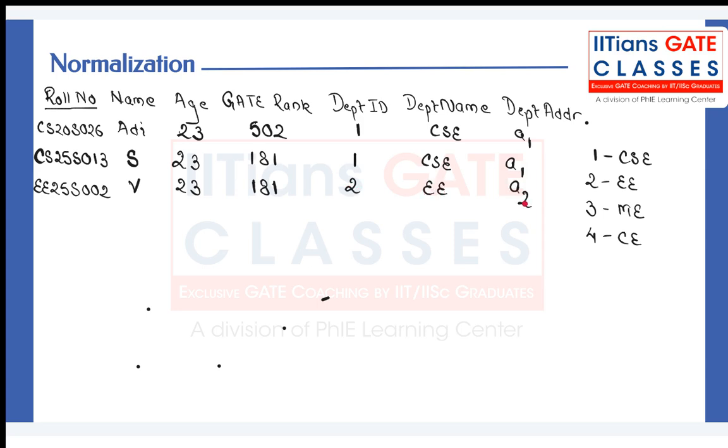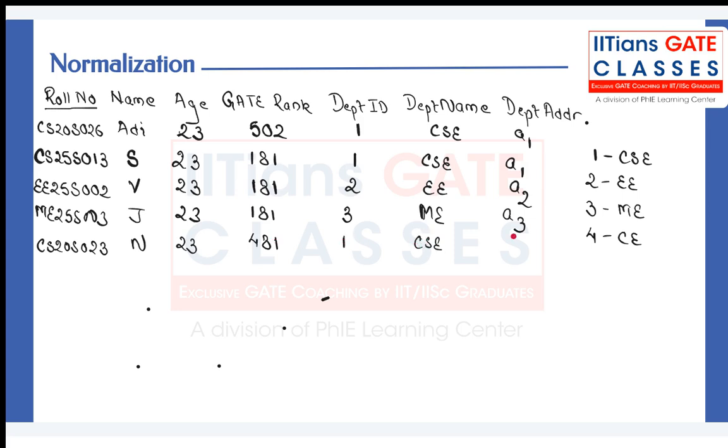Let's say tomorrow Jigya joins the mechanical department. So mechanical, 25S003, Jigya, 23. Let's say her rank was also 181 in mechanical GATE. The department name will be ME, and she will have A3. Let's say tomorrow someone else joins IIT Madras in the CSE department. So again I have to write the roll number S023. Let's say I call her N, age is 23, her rank is, let's say, 481, her department ID is 1, her department name is CSE, her department address is A1.